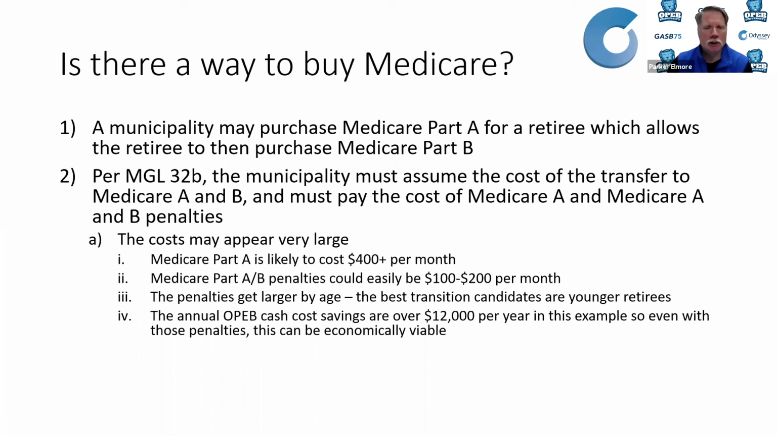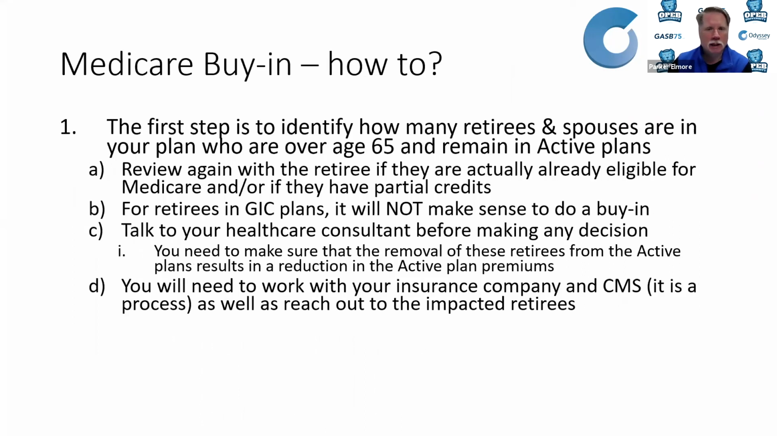So if you're self-insured, this is a layup. If you're not self-insured, you need to talk to your healthcare consultant, because the way that this works is that basically what's going to happen, we're going to go purchase, we're going to identify all the people, see who they are, review if they have any partial credits. Maybe they worked part-time jobs. Maybe somewhere along the lines, they picked up credits. For the people in the GIC plans, if you're in a GIC plan, this is not going to work for you. Your retired teachers in a GIC, this is not going to work.